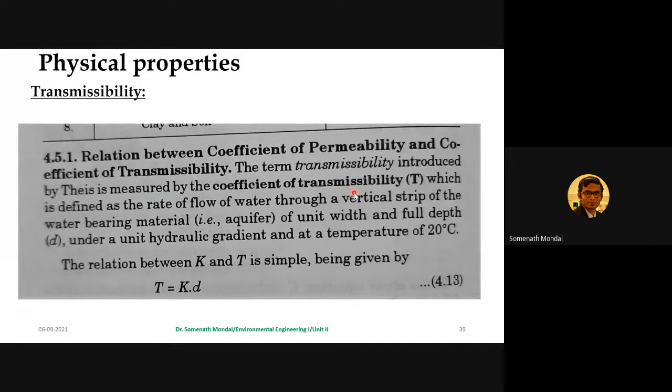Understood? Now tell me, I have asked you one question. What is K? Capital K. Who is going to answer me?